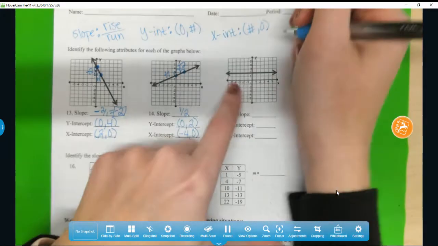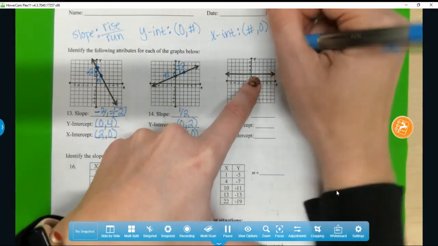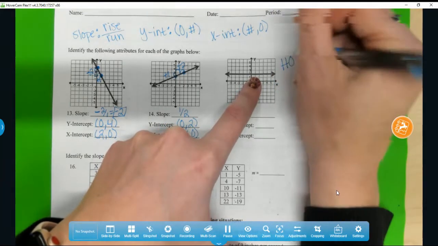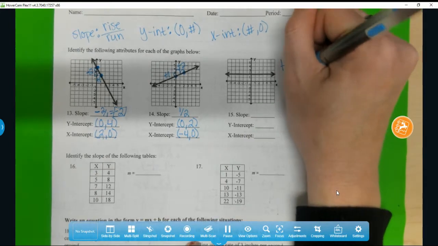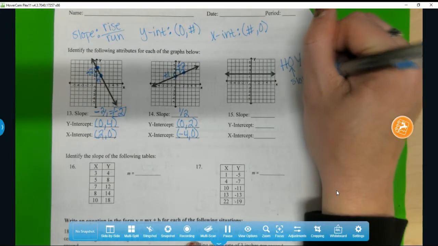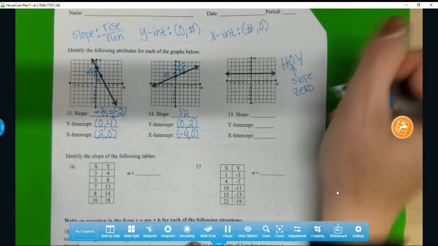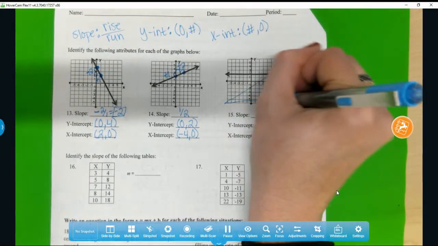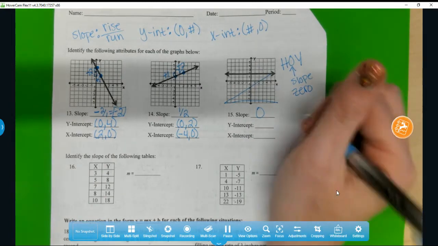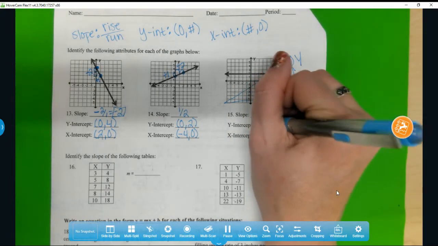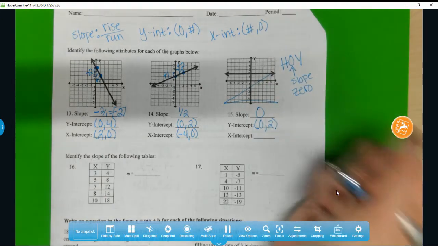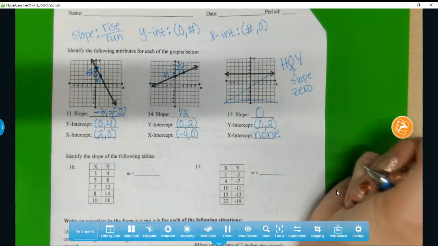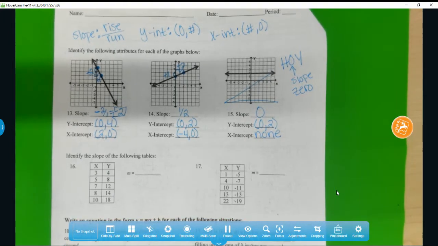Okay, on this one, remember it's a y equals, so this is a horizontal, so it's a Hoy equation. Remember, if it's a Hoy, this is our slope, so it is 0. Remember you can always make this into a z for 0 as well. So our y-intercept is (0, 2). This line will never cross the x, so there is no x-intercept, so we write none.